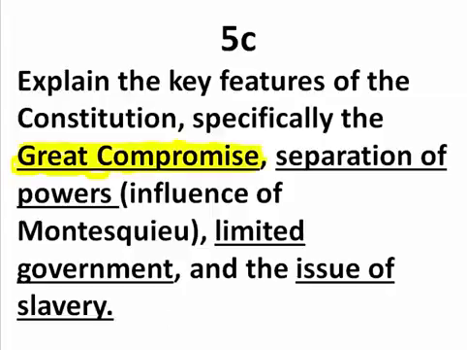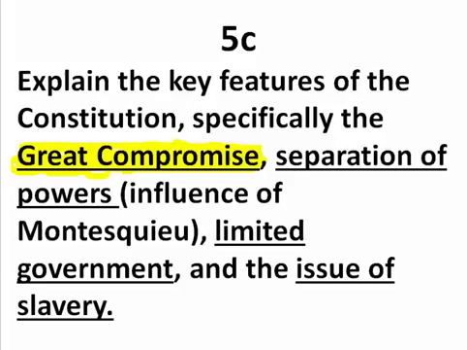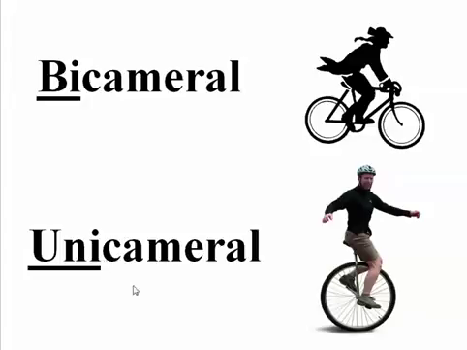Let's talk about the Great Compromise first, and we're going to see the theme of compromise. So we're going to look at these key features of the United States Constitution, and in this first part we're going to look at the Great Compromise. What is it? Bicameral. A bicycle has only one wheel. Uni, one. Bicameral, bi, 2 wheels. See? So we use those prefixes to determine this. So bicameral is a 2 house, and unicameral is a 1 house.